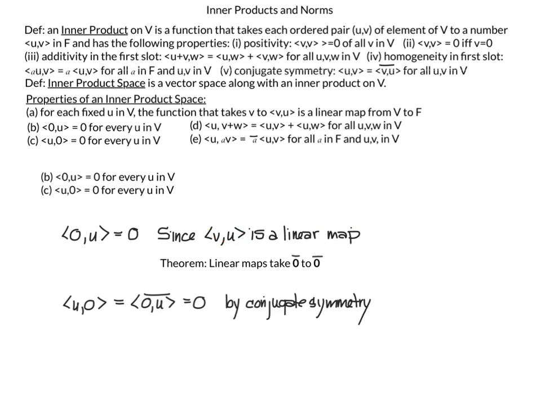Since vu is a linear map, this says that linear maps take the 0 vector to the 0 vector. So this 0 vector goes to the 0 vector. And then by complex conjugate symmetry, we get that u0 is equal to 0u. The complex conjugate at this point, since it's equal to 0, the complex conjugate of 0 is 0. So that proves B and C.